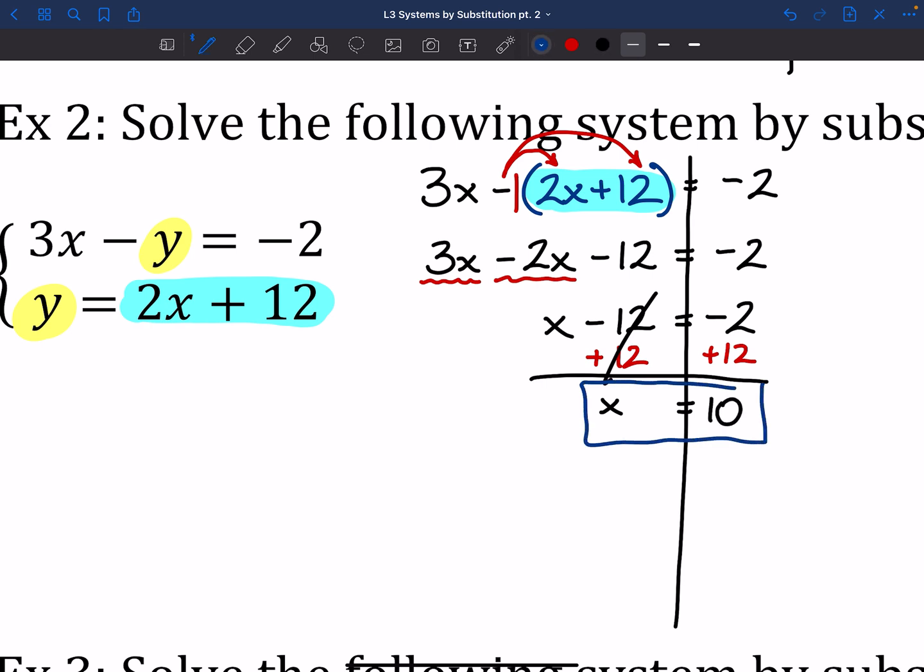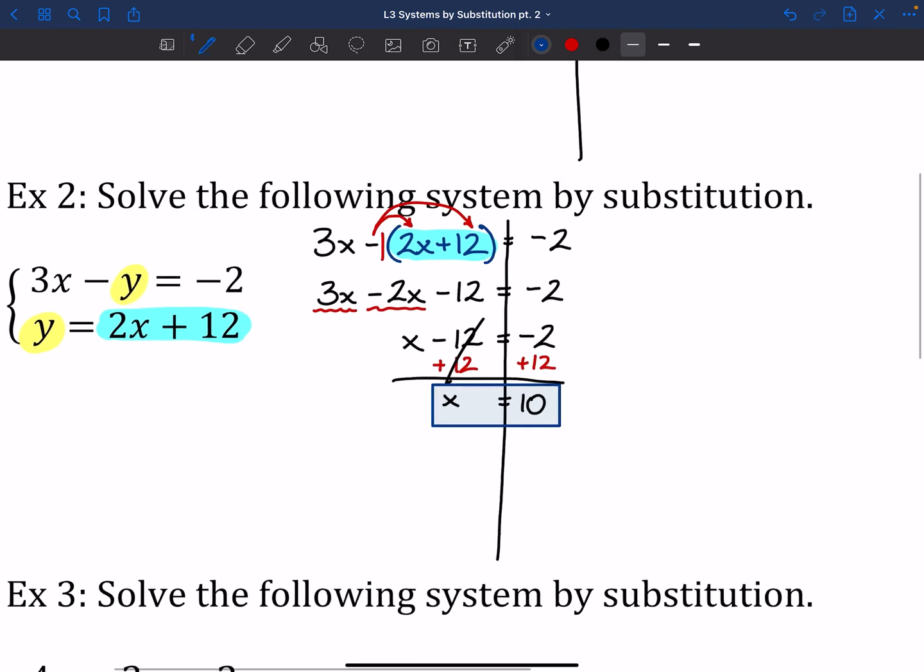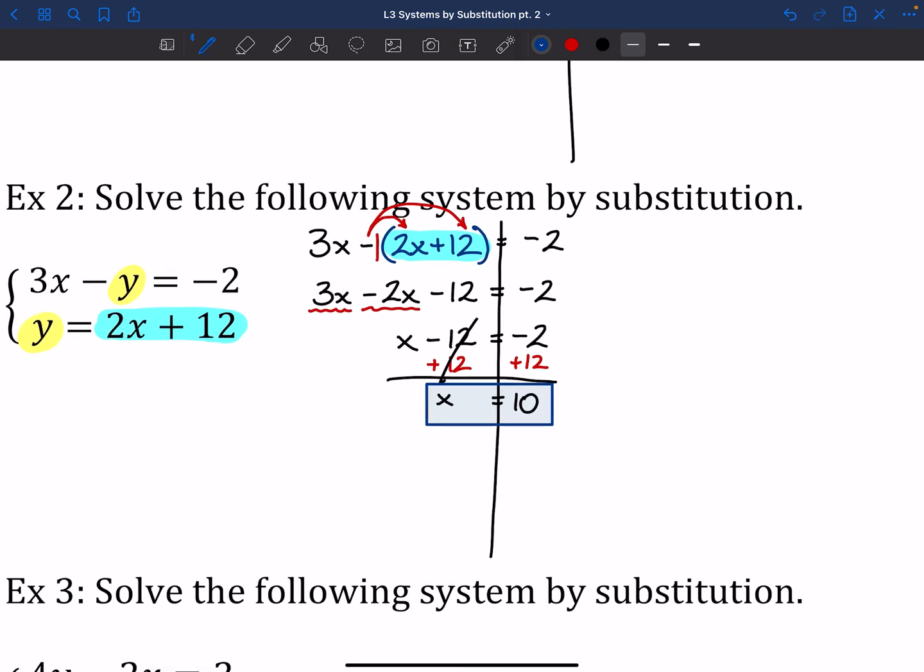All right, there we go. So x is equal to 10. Right? So again, just that first step is the nasty piece. Everything else is stuff we've done before.